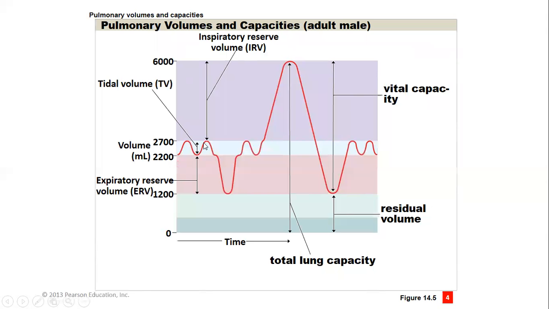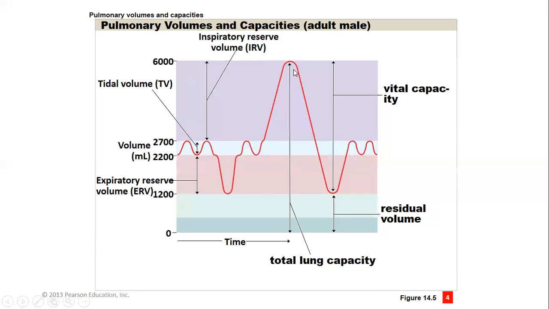The expiratory reserve volume is from the normal out breath to as much air as you can breathe out. And then the inspiratory reserve volume is from the top of a normal in-breath to as much air as you can breathe in. So that's your reserve volume on inspiration versus your reserve volume on expiration.